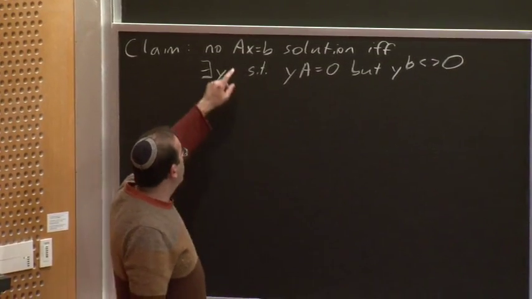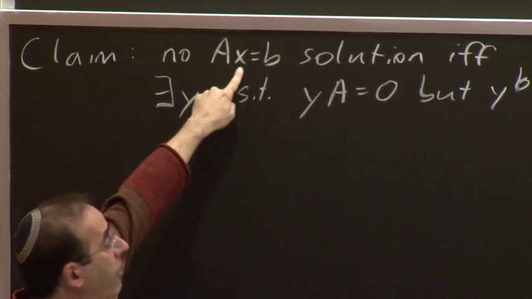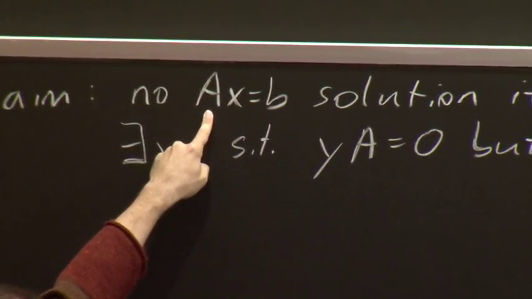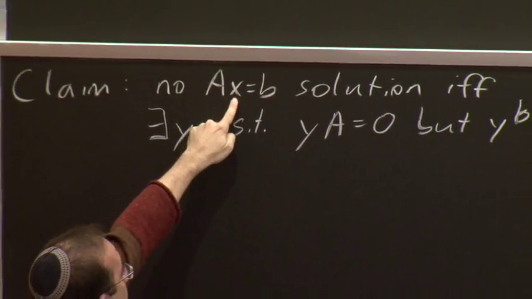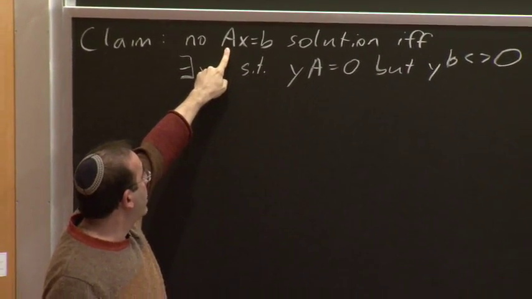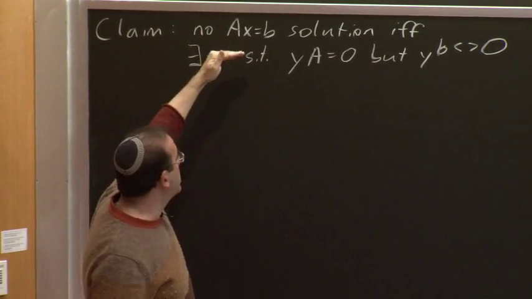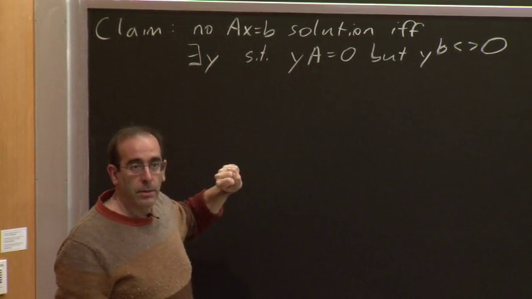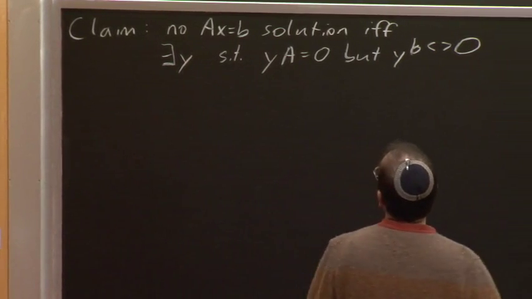Okay. So notice, A is a matrix. Sorry, I said that backwards. X is an n-dimensional vector. That means that A has n columns, but it has m rows, which correspond to the constraints that we're thinking about. And so y is going to be an m-dimensional vector.